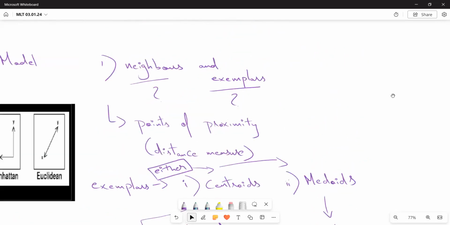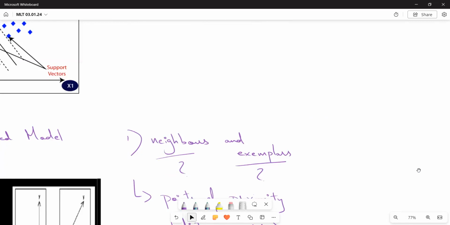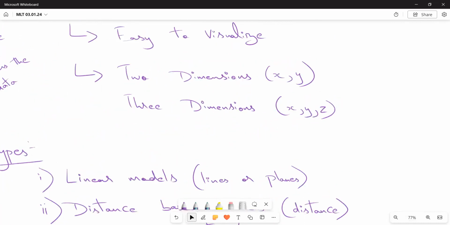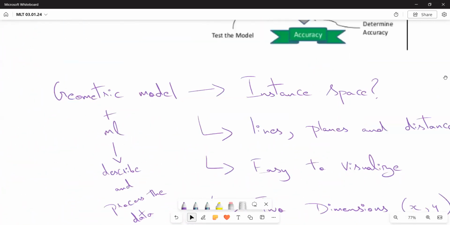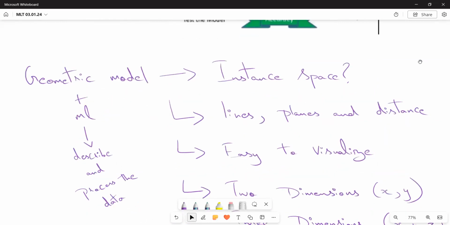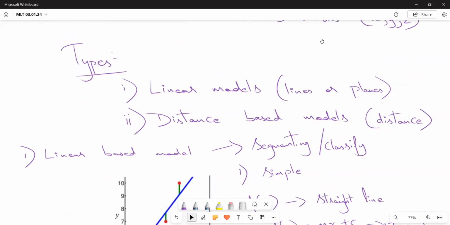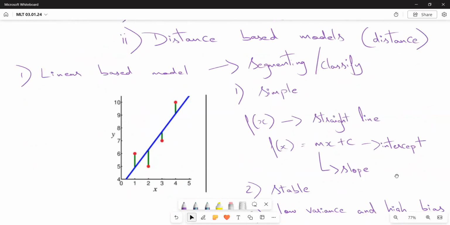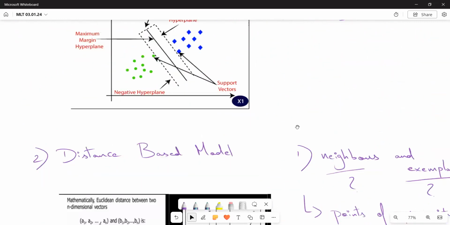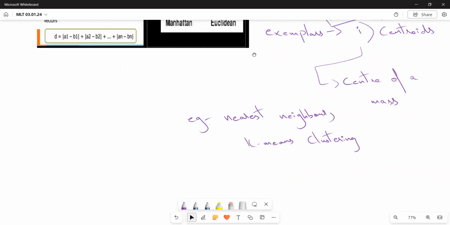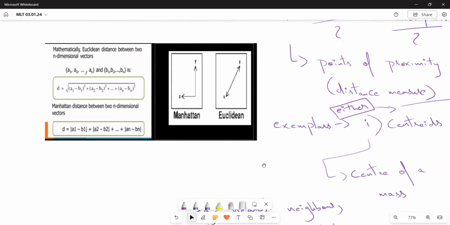Okay, so I hope you have understood. We started with types of models. We looked into what a model is, and we analyzed that there are three different models: geometric models, logical expression, and probability. Now we have started with the geometric model, where we've seen two different models, linear and distance. What does the linear model pertain to, where is it applied, and also your distance-based model. So this is it for your first session.